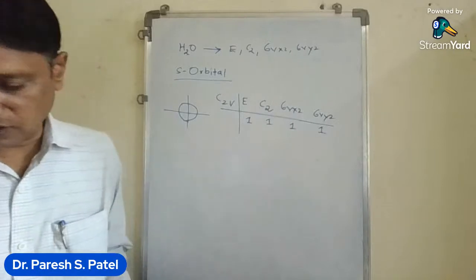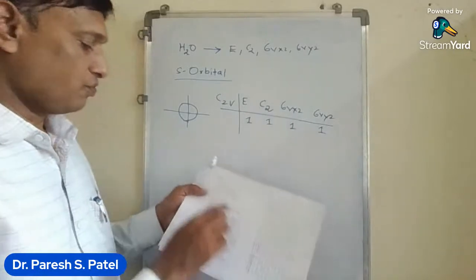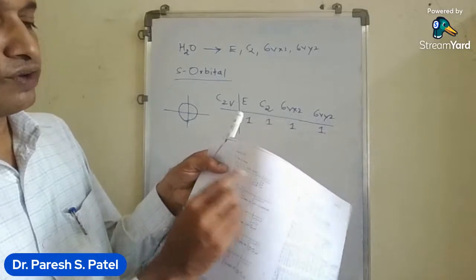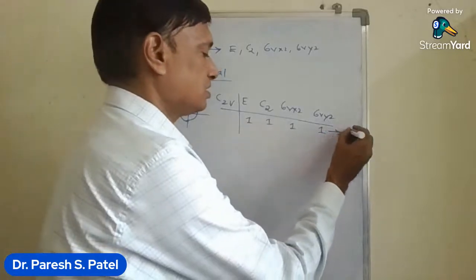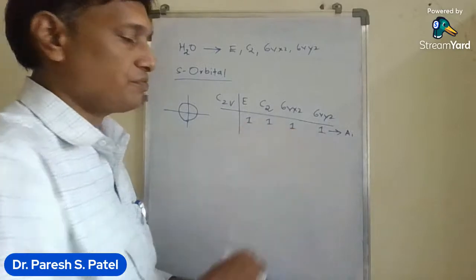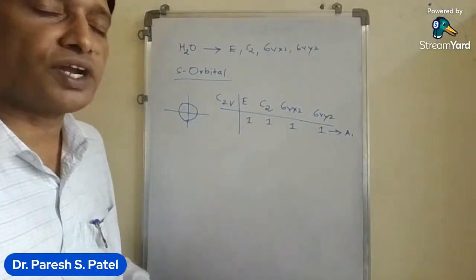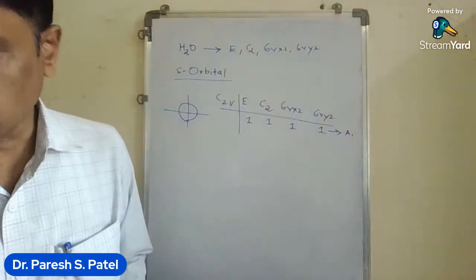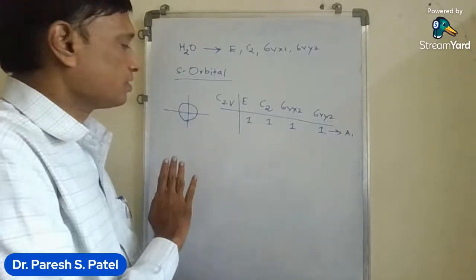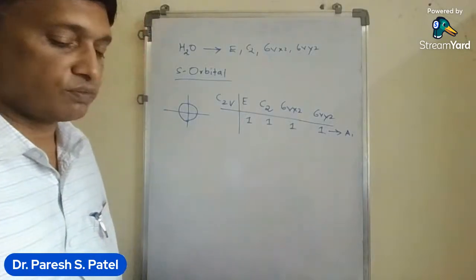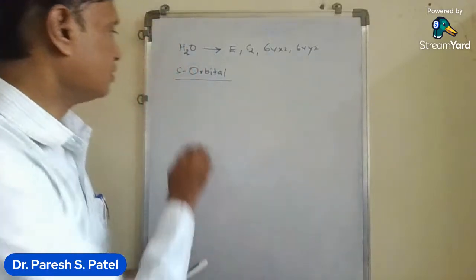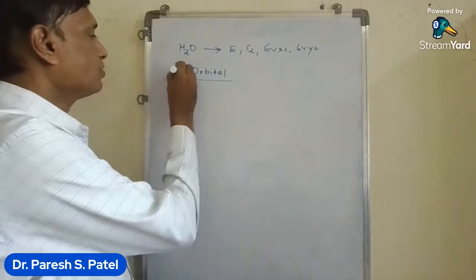Now, with the help of the character table, 1 1 1 1 is nothing but the A1 irreducible representation, and z is mentioned there. This means it is the character for the contribution of the s orbital in the bonding skeletal of the water molecule. So dear students, with the help of this character table, we can assign the contribution of the s orbital in the bonding skeletal of the water molecule.